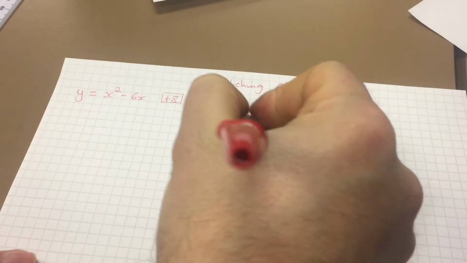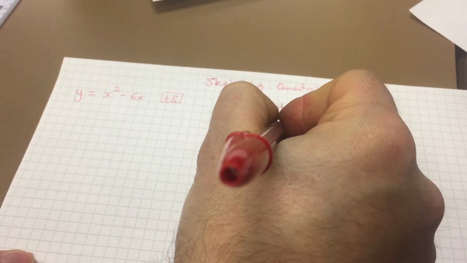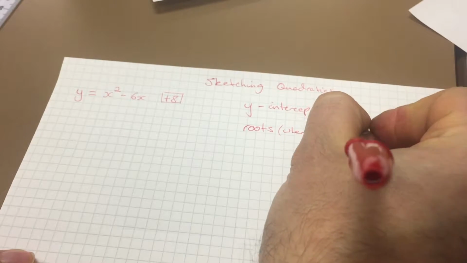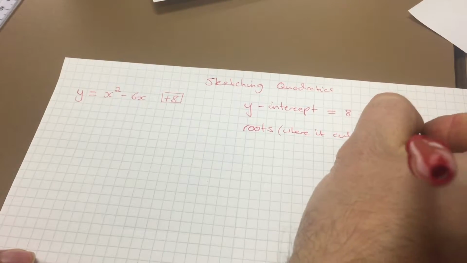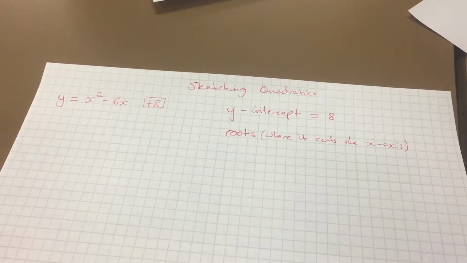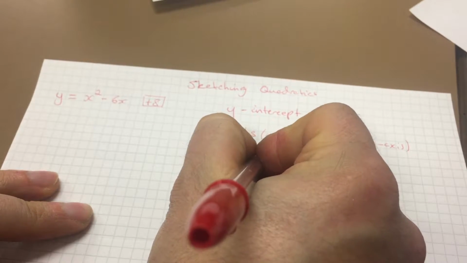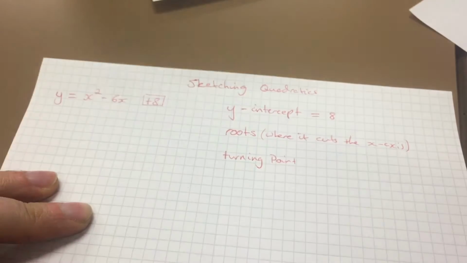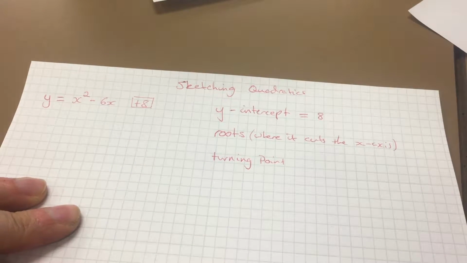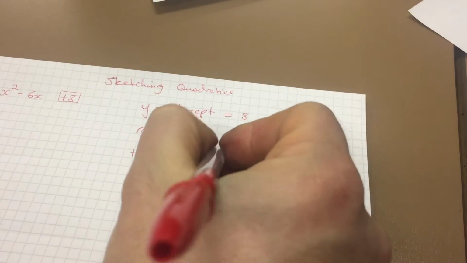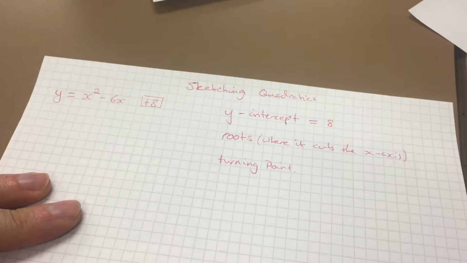You need the roots. That's where it cuts the x-axis. Okay? And you need the turning point. Now, there's two ways of finding the turning point, but I'm going to look at finding the turning point using symmetry, so it's going to be halfway between our two roots. The other strategy is to use completing the square, but we're going to look at finding it between the two roots. It's the turning point.